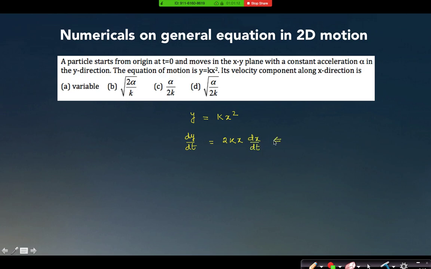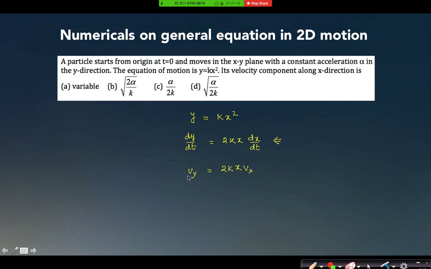Could you differentiate this first term with respect to time in this way? Here I have used chain rule. You can see kx square, so it is 2kx into dx by dt. I think that you are now familiar with this type of differentiations in maths as well as in physics. So dy by dt is equal to 2kx dx by dt. Now what is dy by dt? It is nothing but vy. So that is equal to twice kx, and what is dx by dt? It is vx.